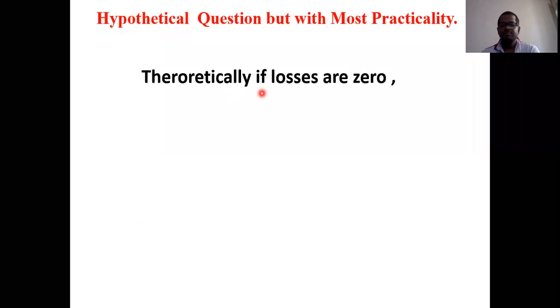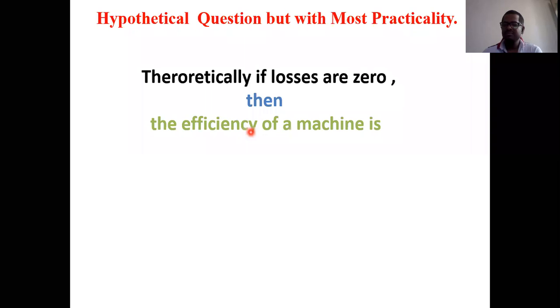if losses are zero, theoretically, what is the efficiency? You may consider any system or any machine. Theoretically, if losses are zero, then what is the efficiency?